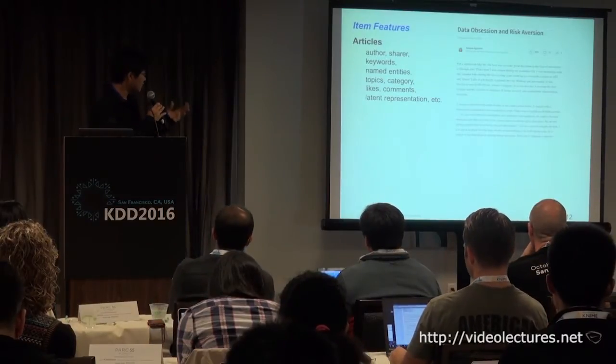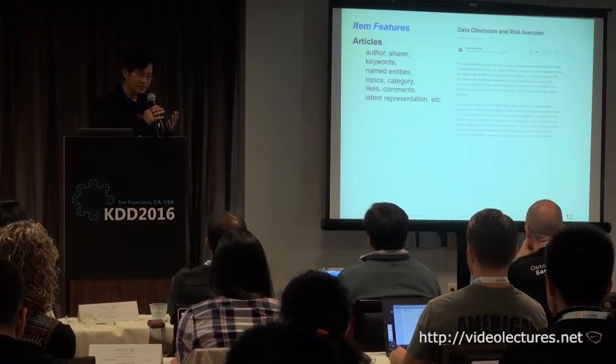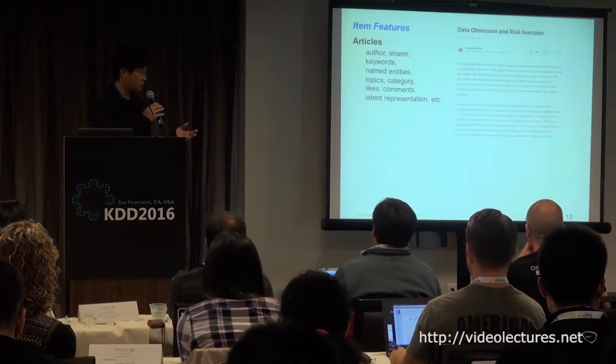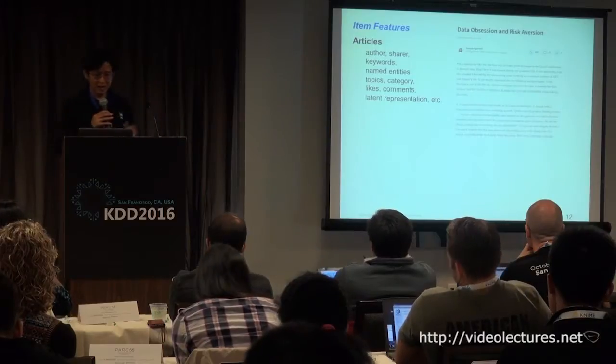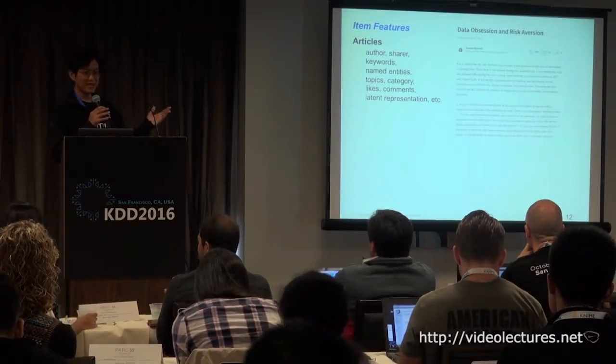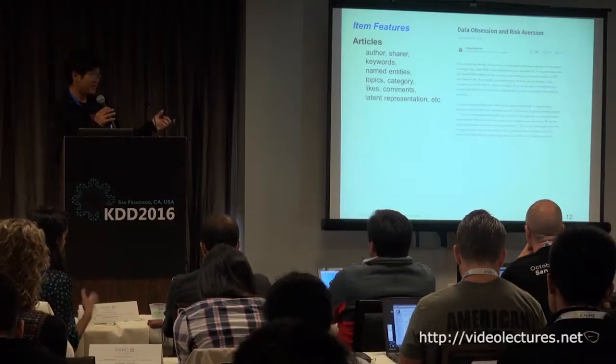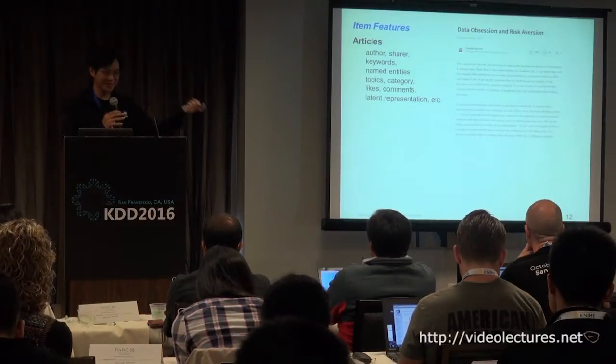In addition to that, we also have users' interactions, such as the number of likes of the article and the comments people make on the article. All of those provide information to help us. We can also use neural nets to do deep learning and generate latent representations, if you really like.